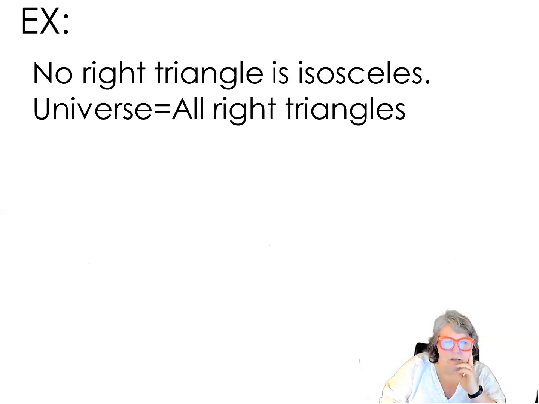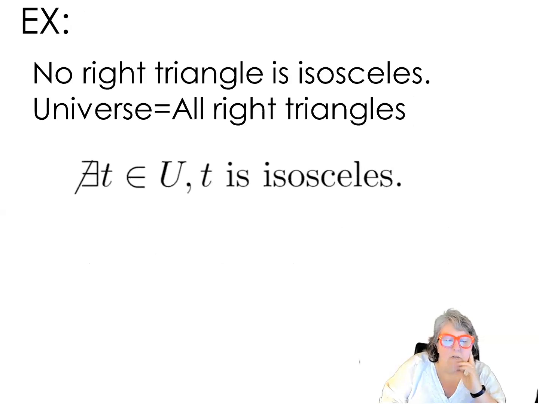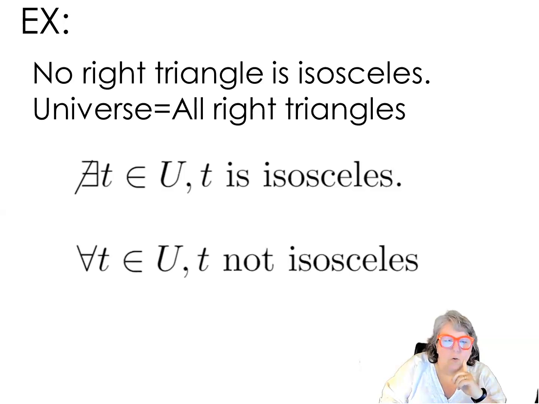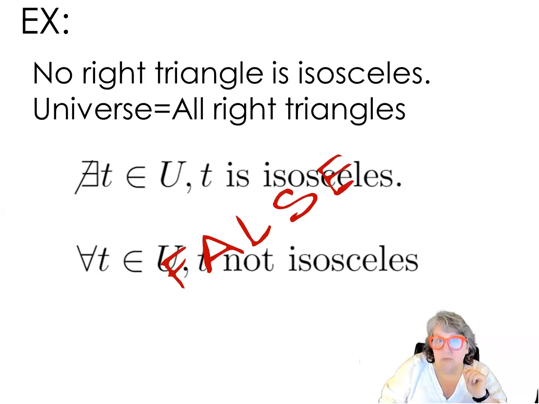no triangle is isosceles. So I might say, it's not in some of the books, but it's easier to say there does not exist. So there's no T in the universe where T is isosceles. Or you could say for all T in the universe, T is not isosceles. Both of those are fine. Oh, by the way, the statement is false, obviously, because you can have an isosceles right triangle, easy peasy. That's a 45-45.